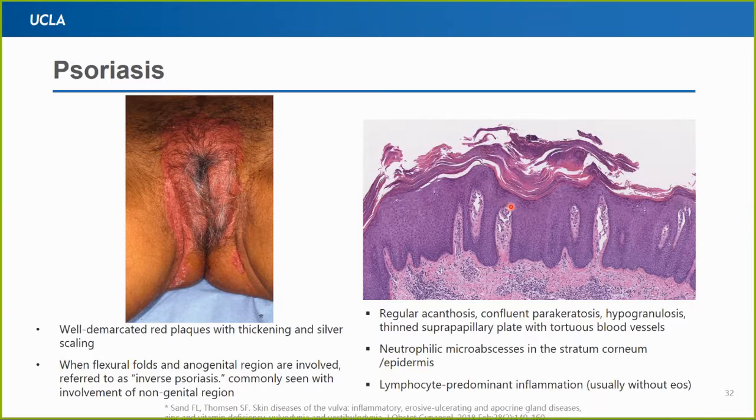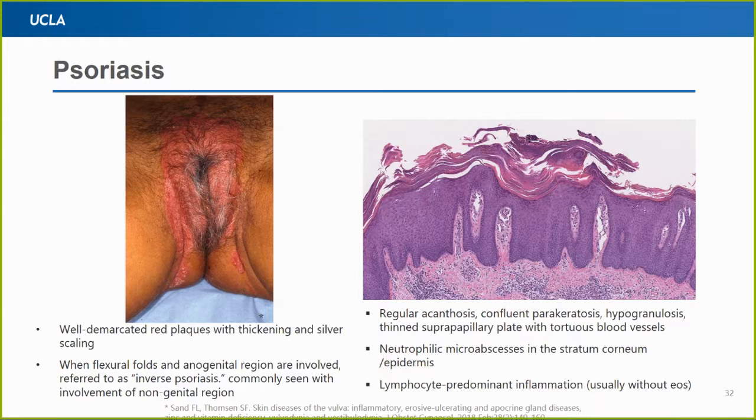So epidermis above the dermal papillae appears thinned, and then you will see tortuous blood vessels in the dermal papillae. So these are some classic features. Neutrophilic microabscesses can be present, and dermal inflammation tends to be lymphocyte predominant. Eosinophils are uncommon, and that might be a clue in contrast to spongiotic dermatitis, unless there is a history of treated psoriasis or drug-induced psoriasis, and you can see some eosinophils.